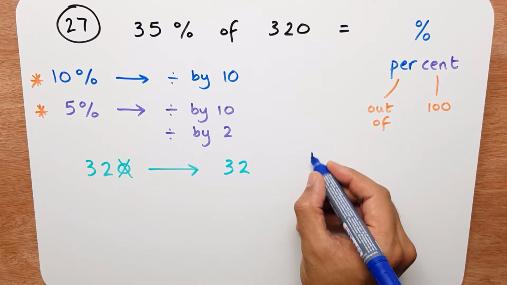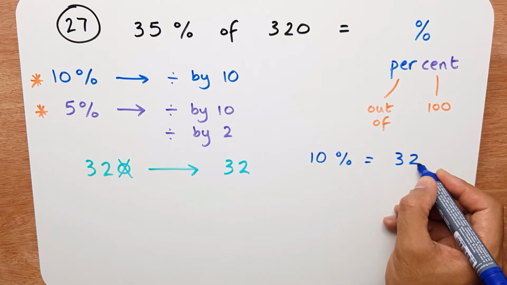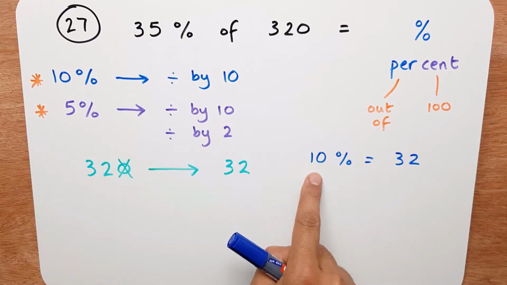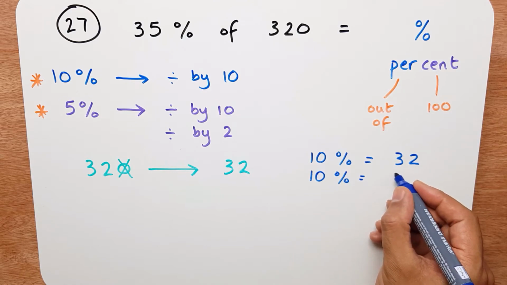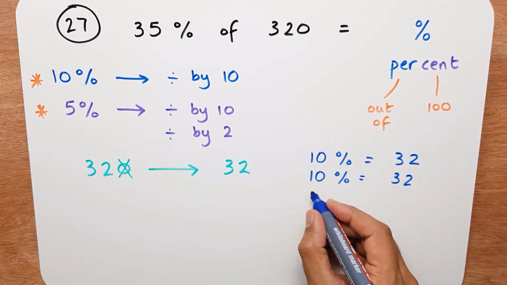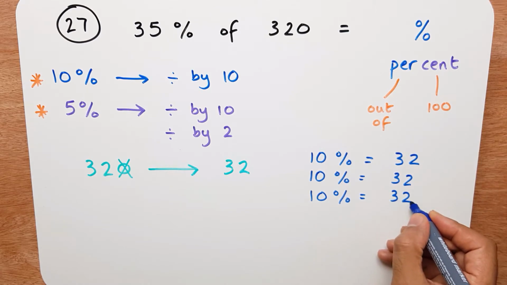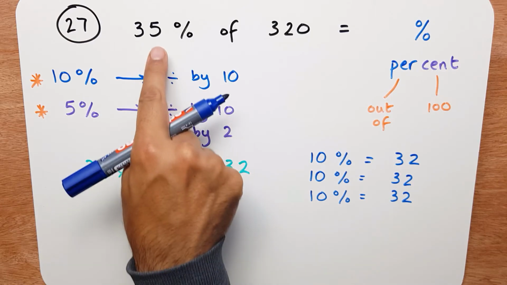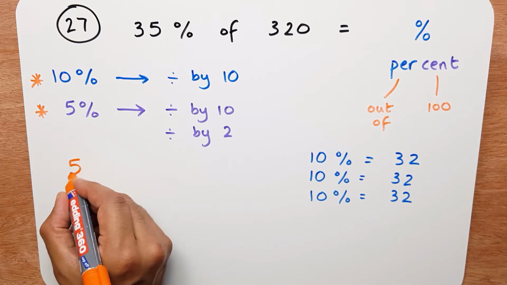So I'm going to write 10% equals 32. But I want 35%. So I need to add another 10%, which is another 32, and another 10%, which is another 32. So I have 10, 20, 30, but I want 35. Now I need to work out 5%.